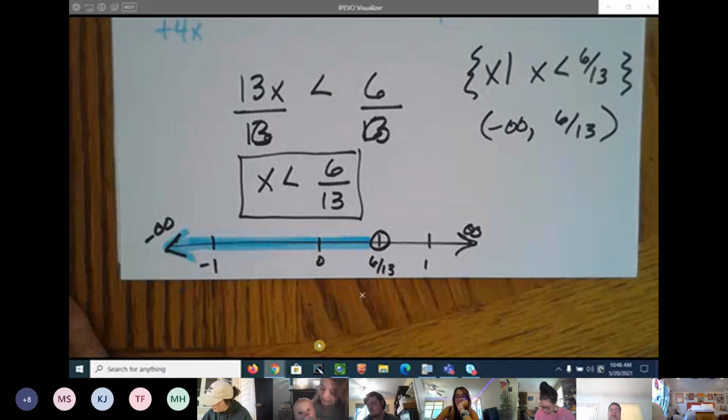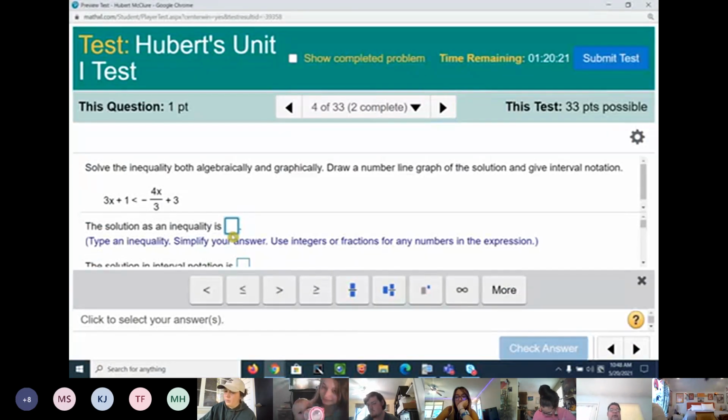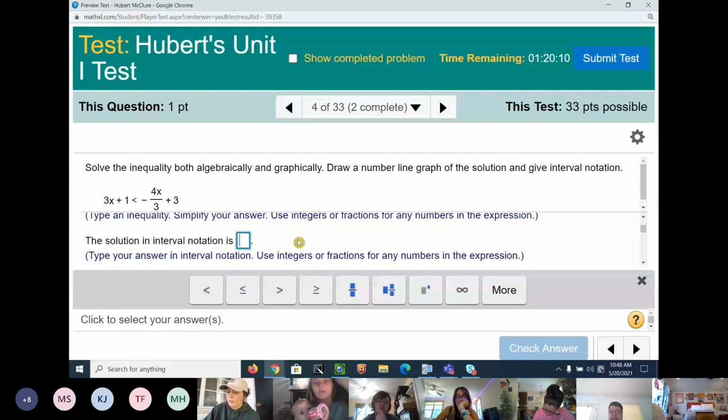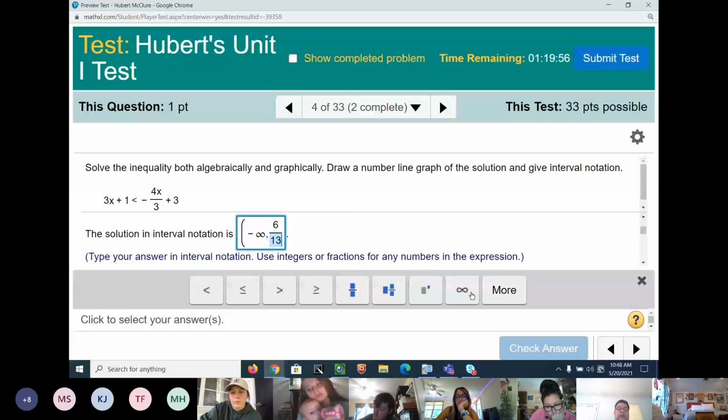Formula. The solution as an inequality, I don't know. I guess they want x is less than 6/13. The solution in interval notation is parentheses, negative infinity, comma, 6/13, close parentheses. 6/13.